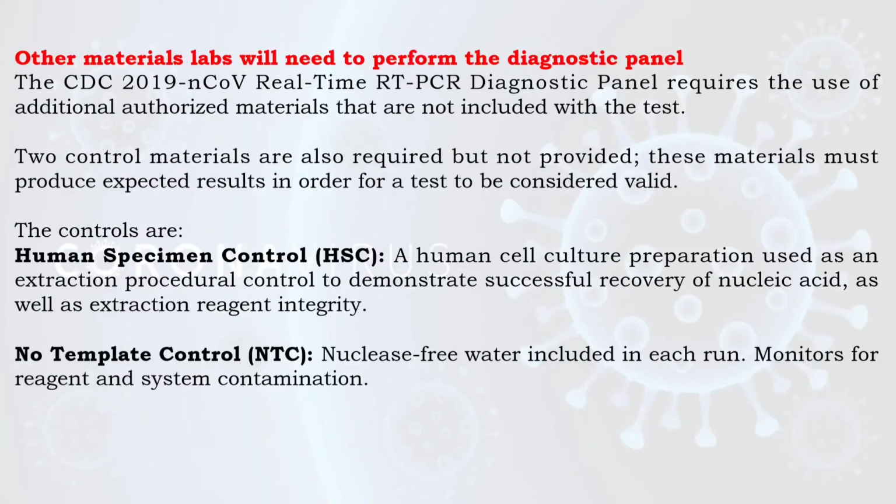Other materials labs will need to perform the diagnostic panel. The CDC real-time RT-PCR diagnostic panel requires the use of additional authorized materials that are not included with the test. These materials include PCR reagents and items that are commonly used in clinical laboratories such as microfuge, microcentrifuge tubes, pipettes, and pipette tips. Control materials are also required but not provided. These materials must produce expected results in order for a test to be considered valid. The controls are human specimen control and no template control.